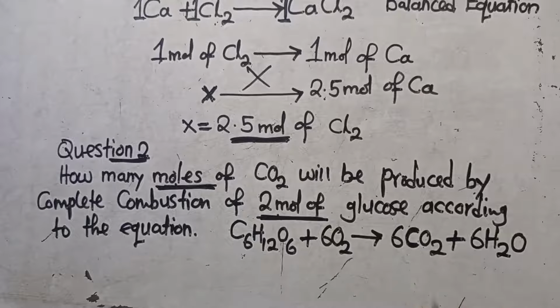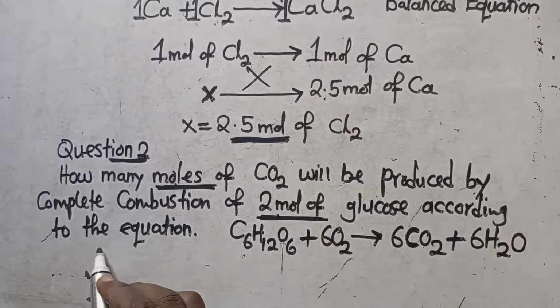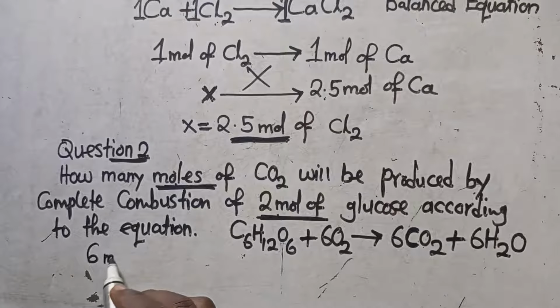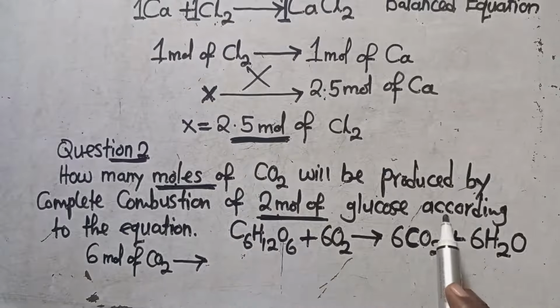The first part I've already told you, you get from an equation. So you need to get it from a balanced equation. Hope we are moving together. So moles of carbon dioxide, we've got 6 here. So I will say 6 moles of carbon dioxide. 6 moles of what? Carbon dioxide. I equate to what? I'm given 2 moles of glucose.